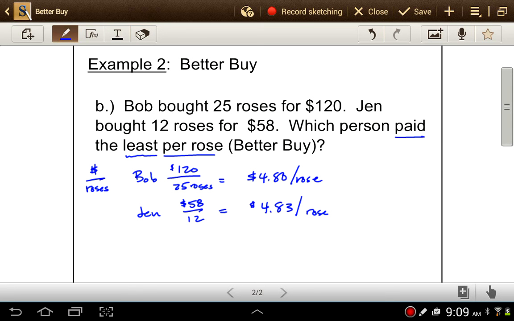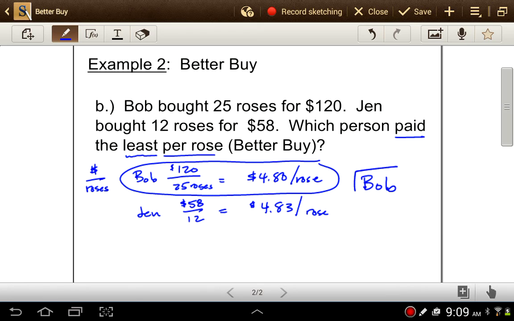Okay, which paid the least per rose? So I want to know which one's lower. How much is the least? That's a better deal. So the least, $4.80, is less than $4.83. So Bob is my better buy. He got the better buy. Okay, 25 roses for $120 is a better deal than buying 12 roses for $58 per rose. Better deal means per rose. Okay, it's not that 58 is less than 120. It's how much per rose. So Bob got a better deal.